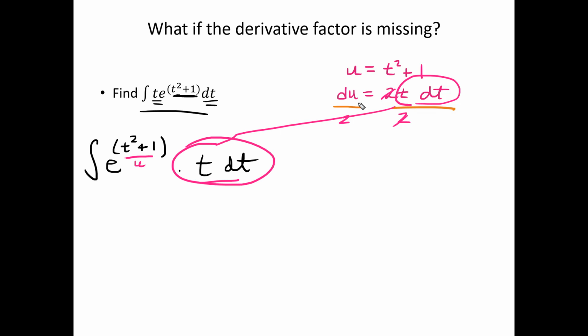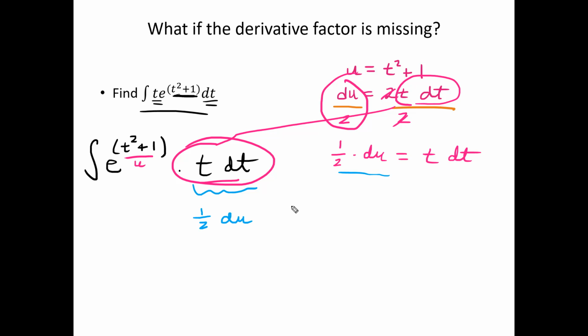But what do I substitute? This was du over 2. What I typically do, and you'll see why in a minute, is write it as 1/2 times du. That's the same thing, du over 2. I just bring the 1/2 out front, equals t dt. Now I can see that what's going to get substituted for this piece is 1/2 du. So this is what happens when you don't get exactly the outside piece.